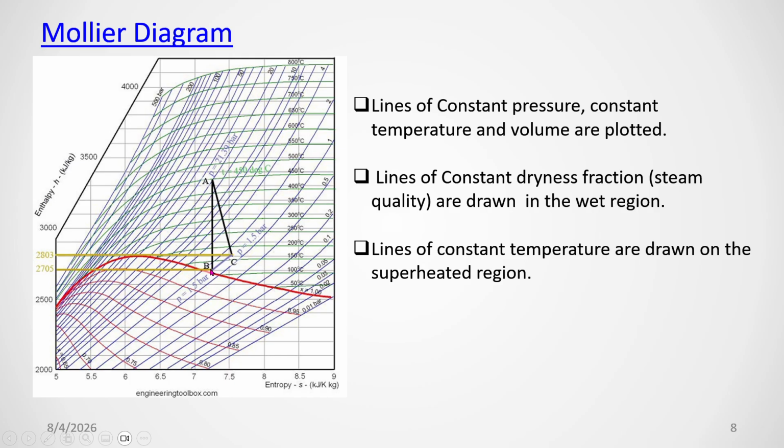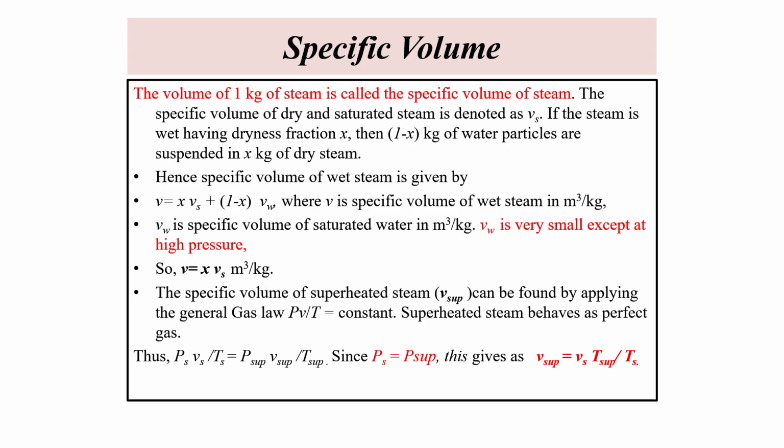Suppose it is at 90% dryness fraction, at 20 kg per centimeter square. Then this is the 90% dryness fraction line. It is cut here, so you can plot horizontally and you will get the enthalpy, and you plot vertically and you will get the entropy. Like this, the Mollier chart can be studied.